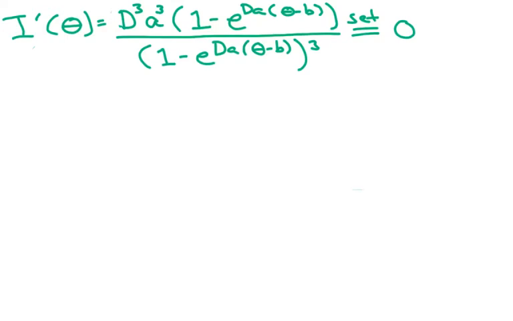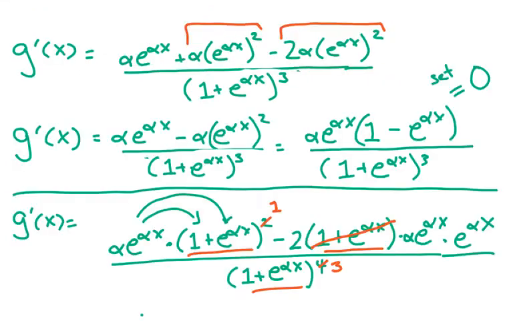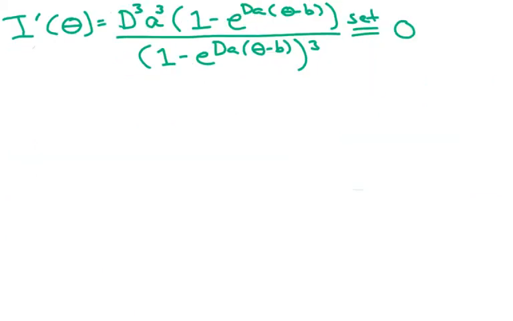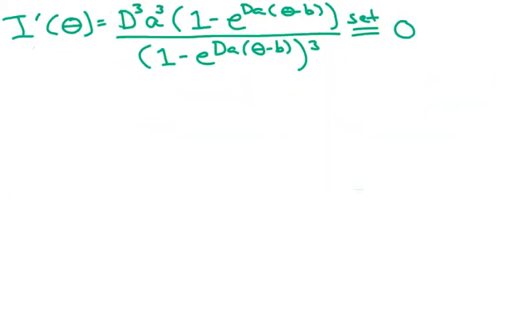Okay, so what did I do here? I went back and added on my d squared a squared to here. So remember, alpha equals dA. So now I have d cubed a cubed, and then I substituted for alpha dA and for x theta minus b to see that this is what the derivative of the information function looks like.